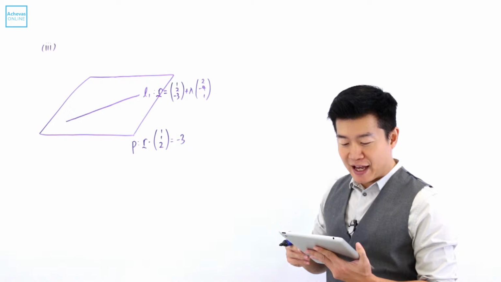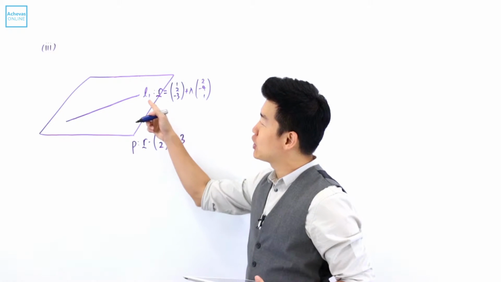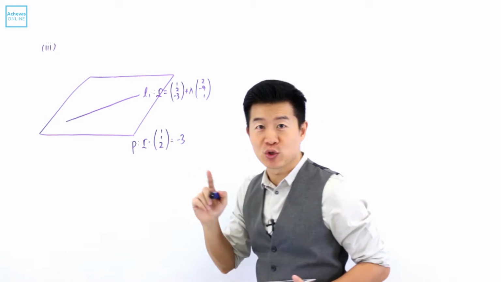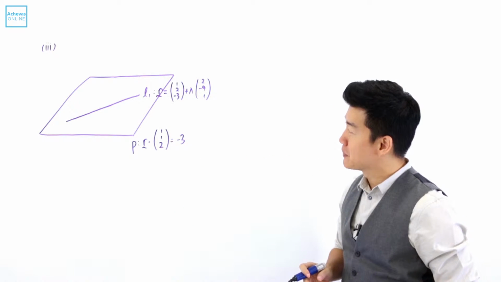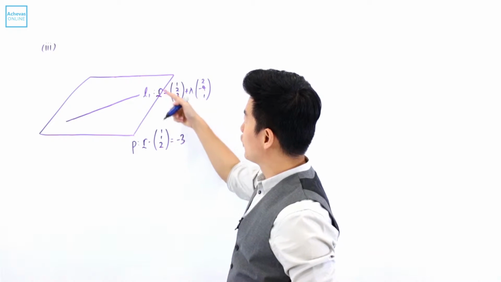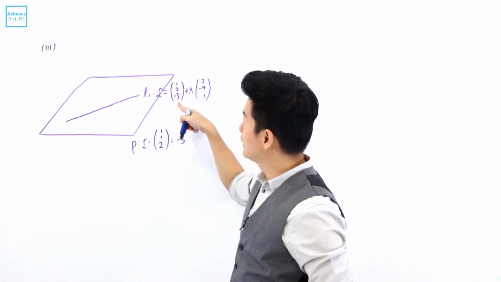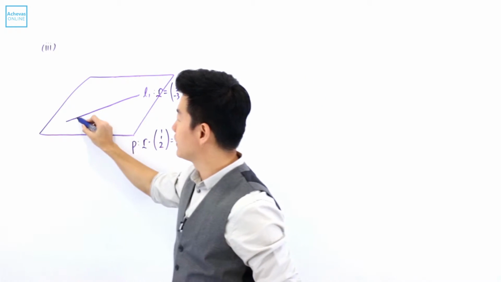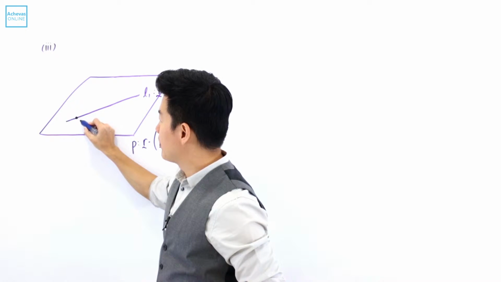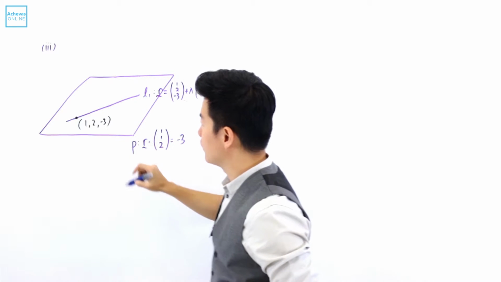To show that the line L1 lies on P, let's first try to prove that a point that is on this line L1 will also be a point that is on the plane P. One convenient point that I can find on L1 can be obtained from the position vector here, because this represents the position vector of a fixed point that is on L1, which means that a possible point that is on L1 will be (1, 2, -3).